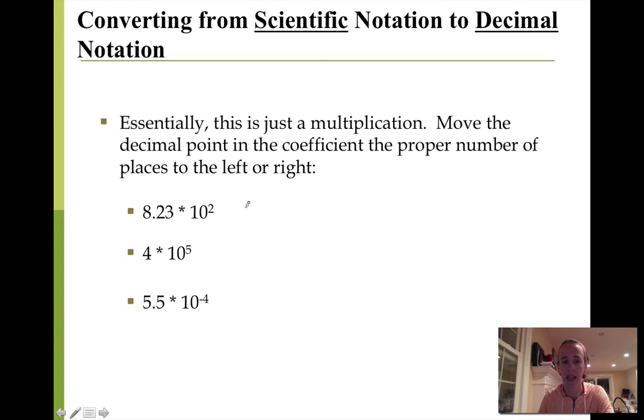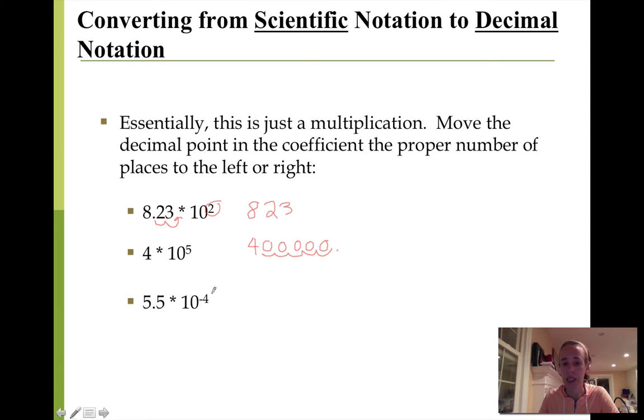And 8.23 times 100 is 823. You can see that I'm really just moving the decimal place 2 spots, and that corresponds with the 2 in the power of 10. Down here, if I've got 4 times 10 to the 5th, I'm still moving that decimal place to the right 5 spaces, 1, 2, 3, 4, 5. Even though there's no numbers in those spots, I'm filling in all those spaces that I moved the decimal place with zeros.